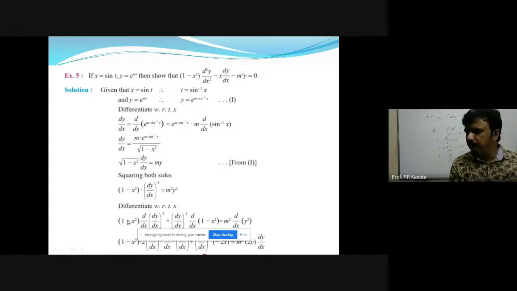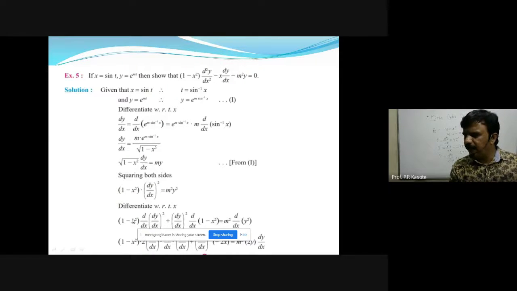Differentiating with respect to x, at the left hand side we'll have to use the product rule: 1 minus x square into derivative of dy by dx bracket square, plus dy by dx bracket square into derivative of 1 minus x square. We have used the product rule to differentiate the left hand side, and at the right hand side m square will remain as it is and we'll simply write the derivative of y square. The derivative of y square is 2y into dy by dx. We will write it in the next step.